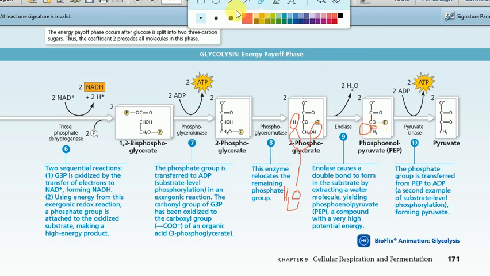So this is the elimination reaction in organic chemistry. What happens here is a double bond, and we form phosphoenolpyruvate. Phosphoenolpyruvate we call PEP. It is not a ketone, and it is not an alcohol.